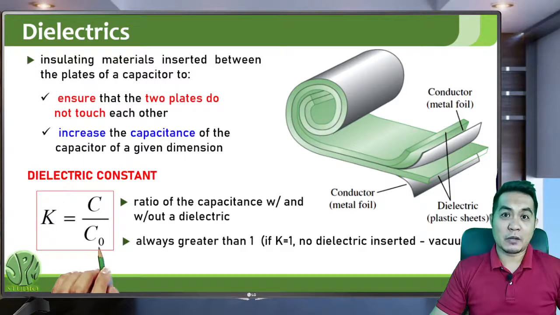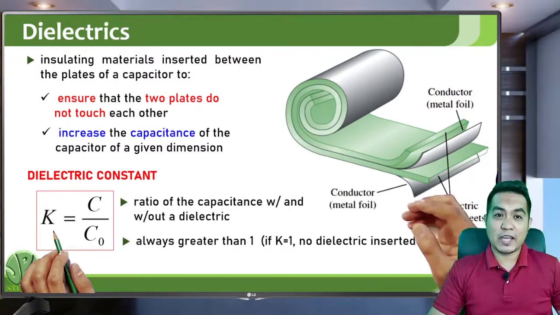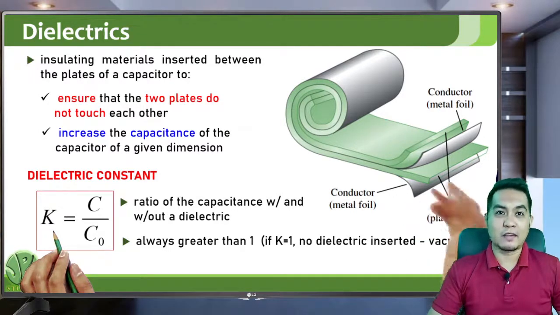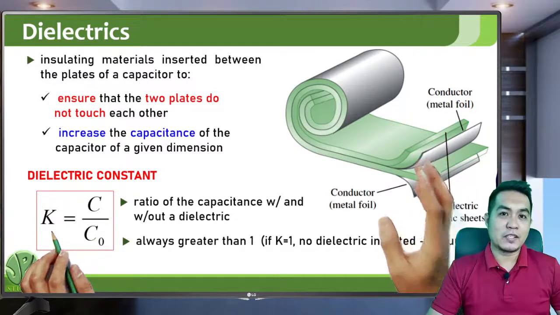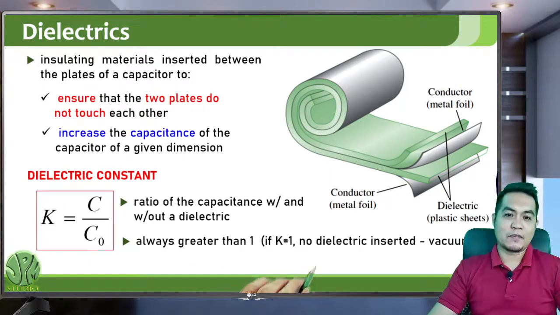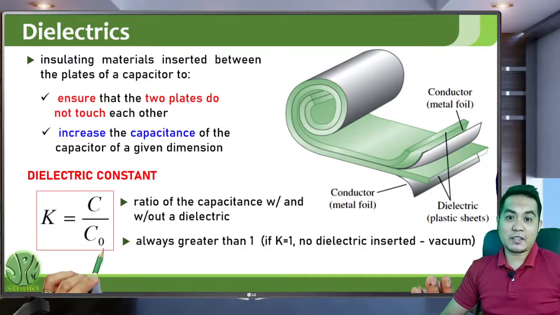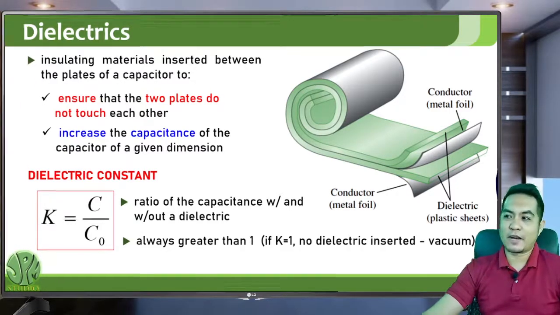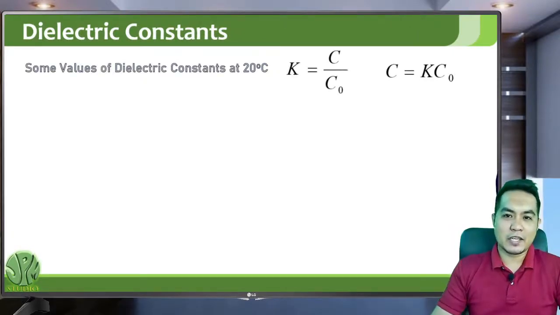This is the capacitance without dielectric. So the dielectric constant serves as a multiplication factor for the capacitance. Depending on what the value of the dielectric constant is, that is the multiplication factor if you insert the dielectric in your capacitor. And its value is always greater than 1. Because if K is equal to 1, that only means that C is equal to C naught, meaning you have no dielectric inserted between the plates of the capacitor. Sorry, it's a capacitor in vacuum. These are just some dielectric constants at 20 degrees Celsius.